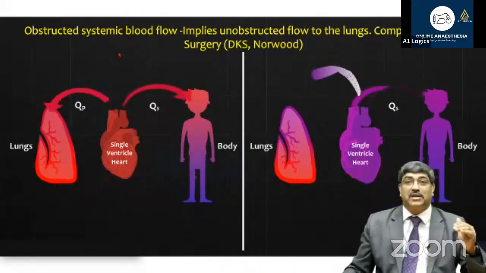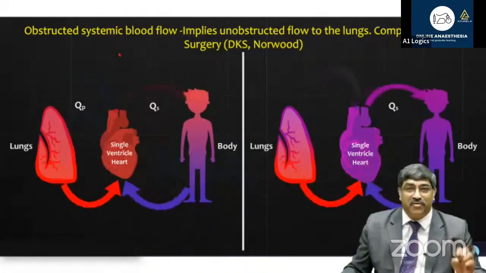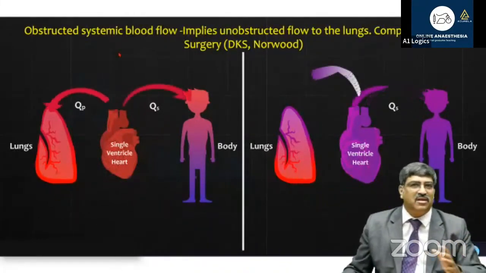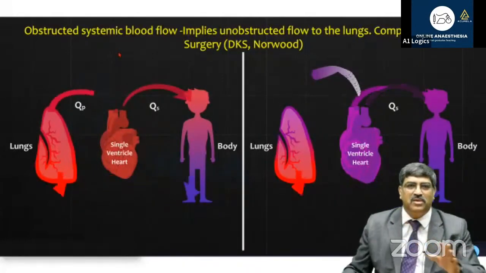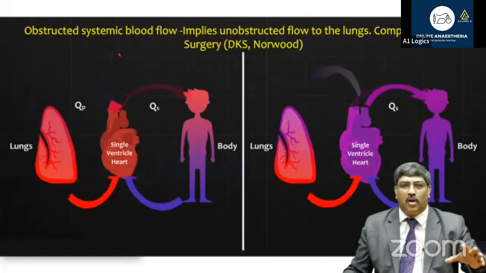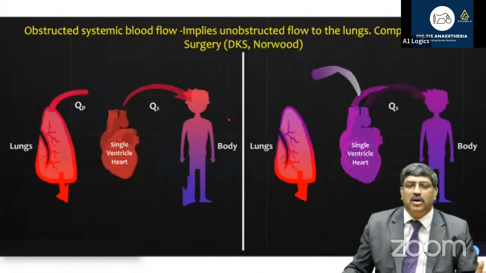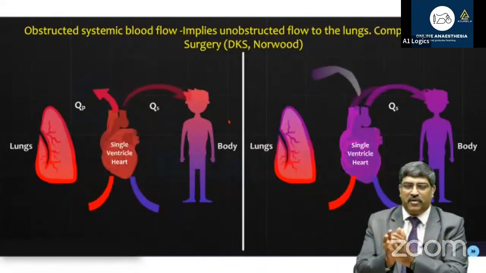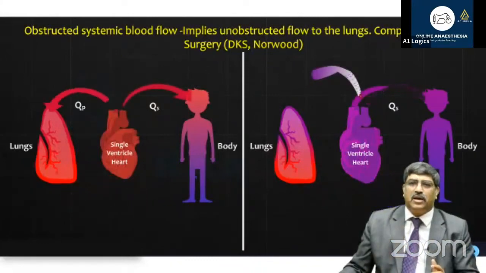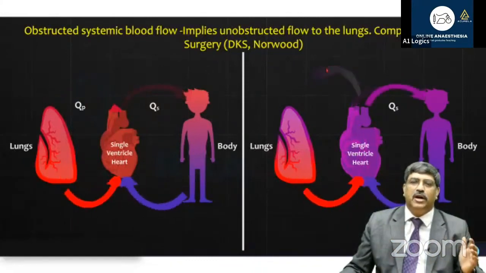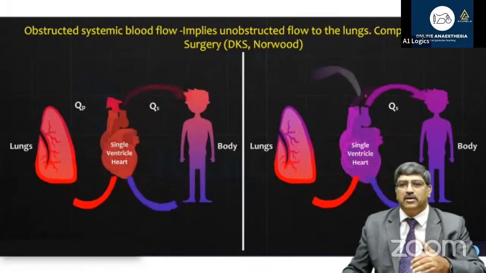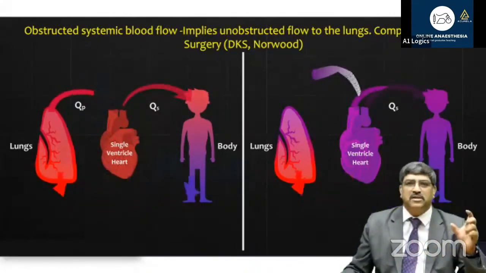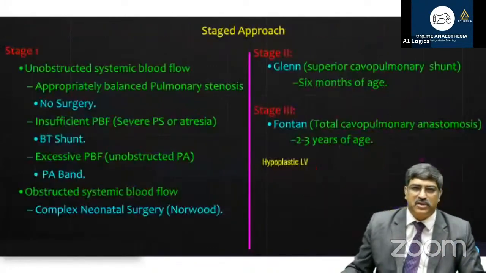Whenever there is an obstructed systemic flow, like a hypoplastic left ventricle, your cardiac output is not there, and unless you intervene in the newborn period, the child won't survive. Here you have to do a complex procedure, what is called a Norwood, where you create a new aorta and put a shunt from the new aorta to the lung. You create a shunt as well as a systemic circulation. That is the complex Norwood procedure.